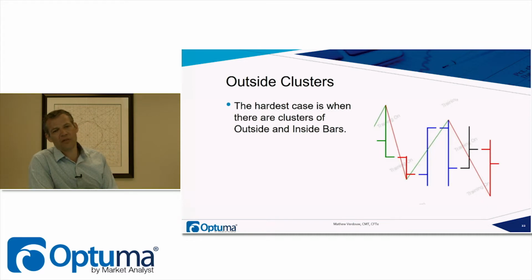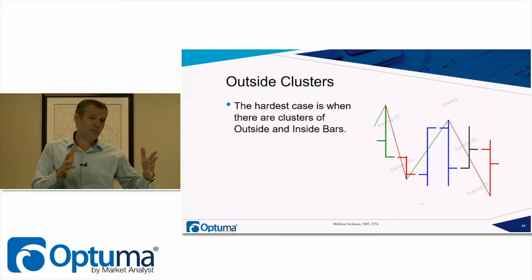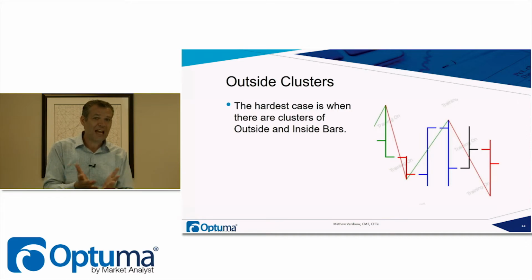Outside clusters, you know, the hardest case, and it took me probably 10 years to get this all sorted out, is when you get outside followed by inside followed by outside, and you've got this cluster of all these bars. And I think the worst case we ever saw was about 5 or 6 bars in a row where there was no clear higher or lower. And so we had this cluster of all of these bars, and it's like, well, how do we process that? And even Gann's writings were a bit silent on this type of stuff.